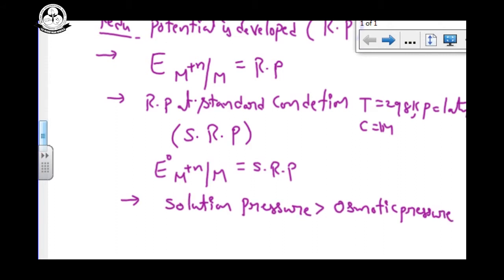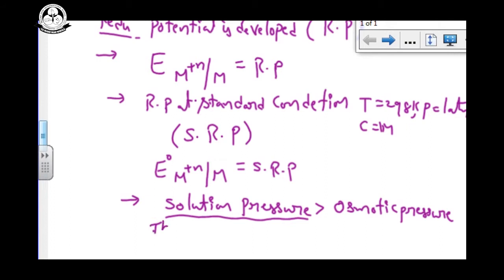Solution pressure is more than osmotic pressure. So what is meant by solution pressure and what is meant by osmotic pressure? Solution pressure means the pressure developed due to the migration of metal into its ion. What is meant by solution pressure? It means the tendency to convert metal into its ion.